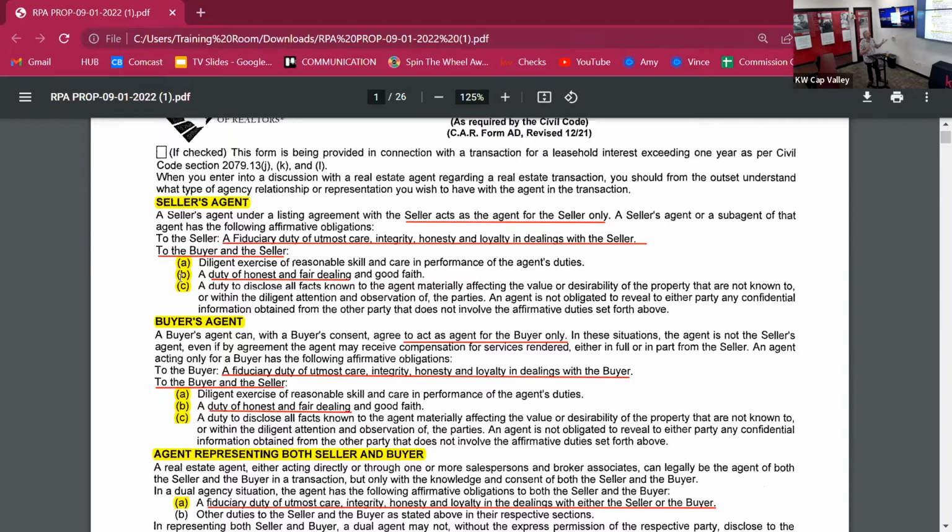But what you always need to remember, and if you look under both of these duties, it talks about the buyer and the seller. They owe all of them a duty of honest and fair dealing and good faith. And that really means that no matter who you're representing, you still owe a duty of honest dealing and good faith to the person on the other side of the transaction. It's not to say that you can't make tactical decisions that will benefit the client. But what it means is you can't be dishonest. So just keep that in mind.